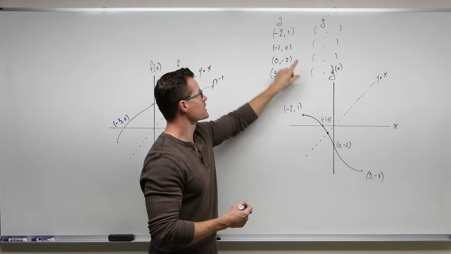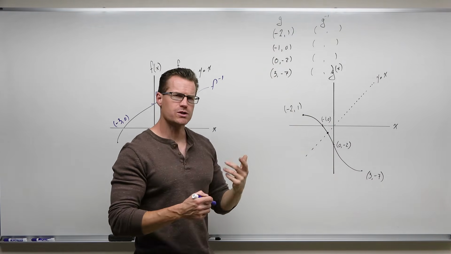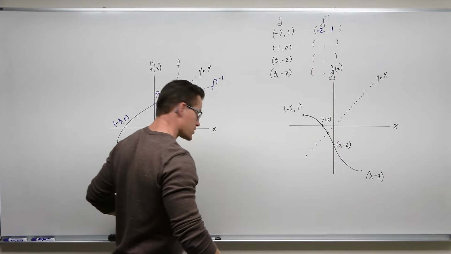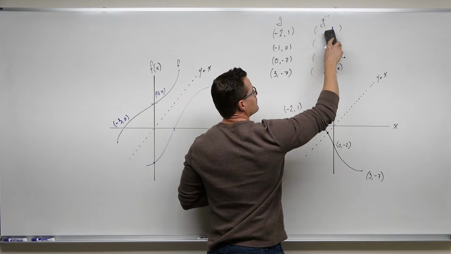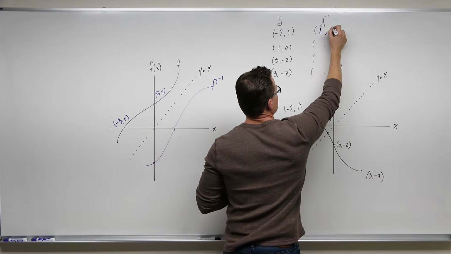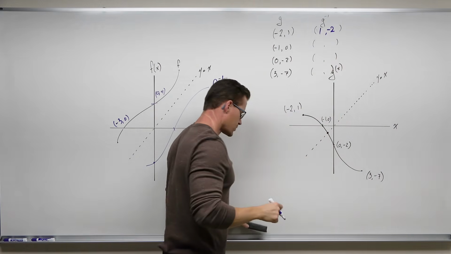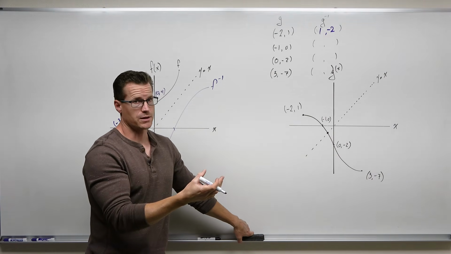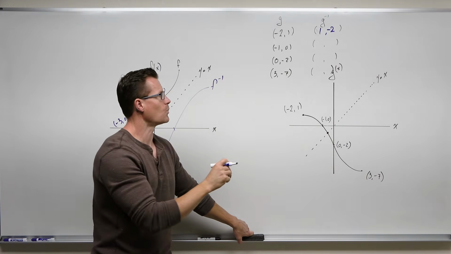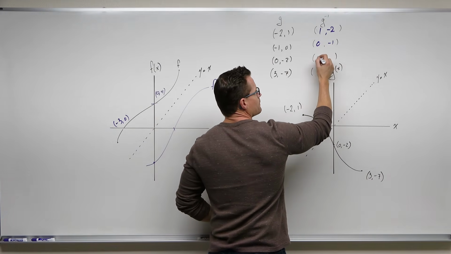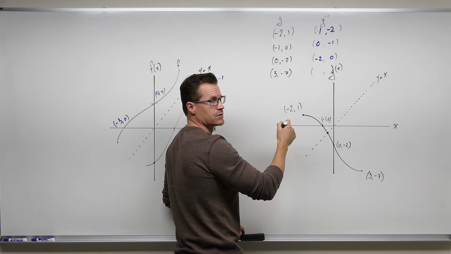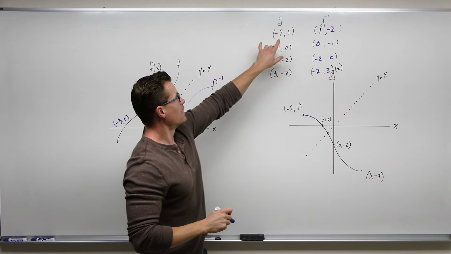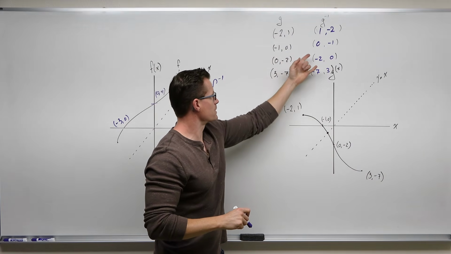So if I have the other 4 points, then if (-2, 1) is on the original function, remember that we're switching the y with the x. So if (-2, 1) is on the original, then (1, -2) is on the inverse. You don't change any signs, you just switch your x with your y. And (0, -1), (-2, 0), and (-7, 3). Let's double check. So switched, switched, switched, and switched.